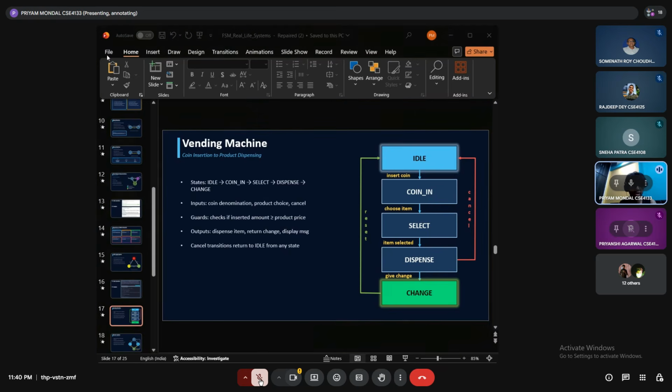So now I will explain another machine, that is the vending machine. It starts in the idle state. When a user inserts a coin, it moves to the coin input state. Then the user selects a product and the machine checks if the amount is sufficient or not. If the condition is satisfied, it moves to the dispense state and gives the product, followed by returning any change if applicable. If the user cancels the operation, the system returns to the idle state from any stage. This is an example of how an FSM handles multiple conditions and transitions effectively.